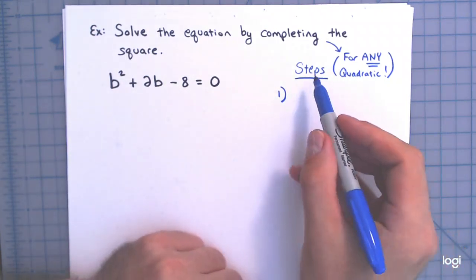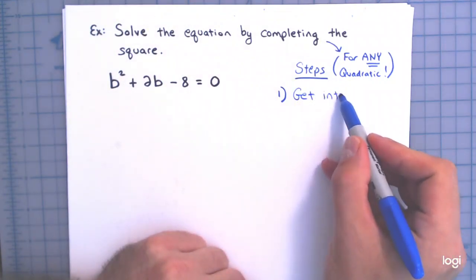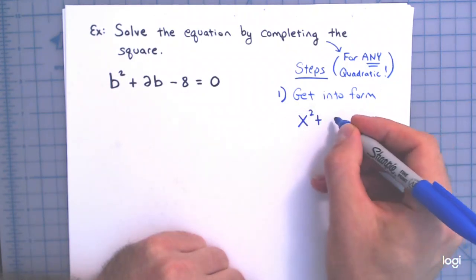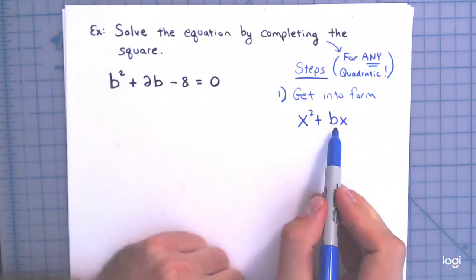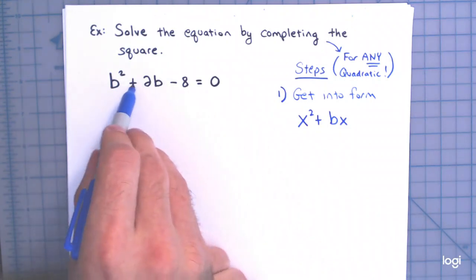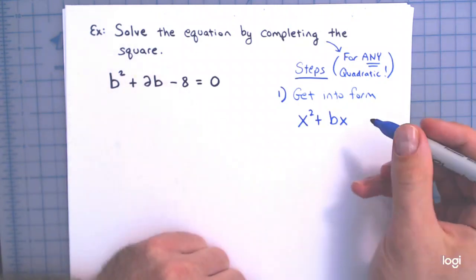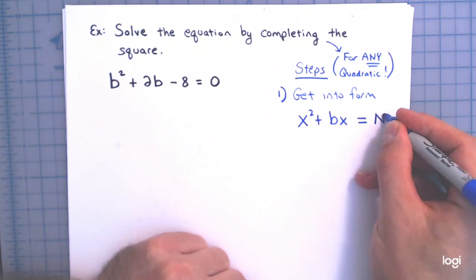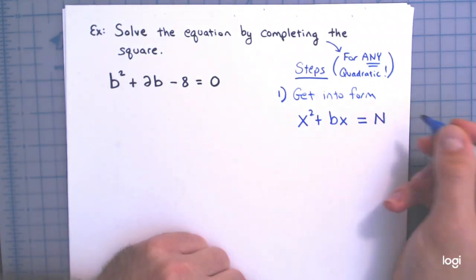So the first step is I want to get the equation into the form of x squared plus some number times x. I know it might be a bit confusing: this little b is a number, whereas the little b in here is actually the same as the x. These are the variables, so try not to confuse those. Equals, and then some number. I'll just use n for number. That is just some number on the other side.